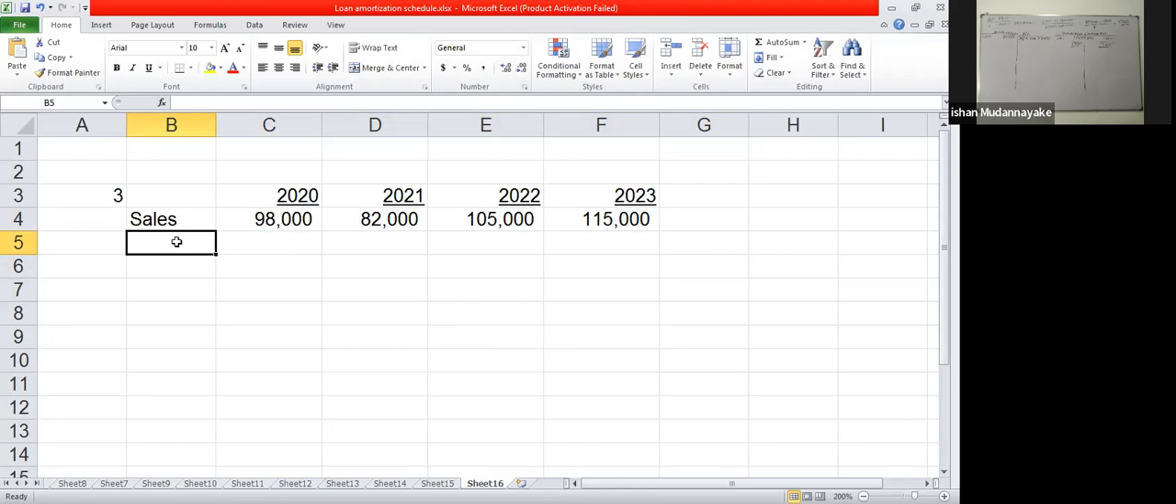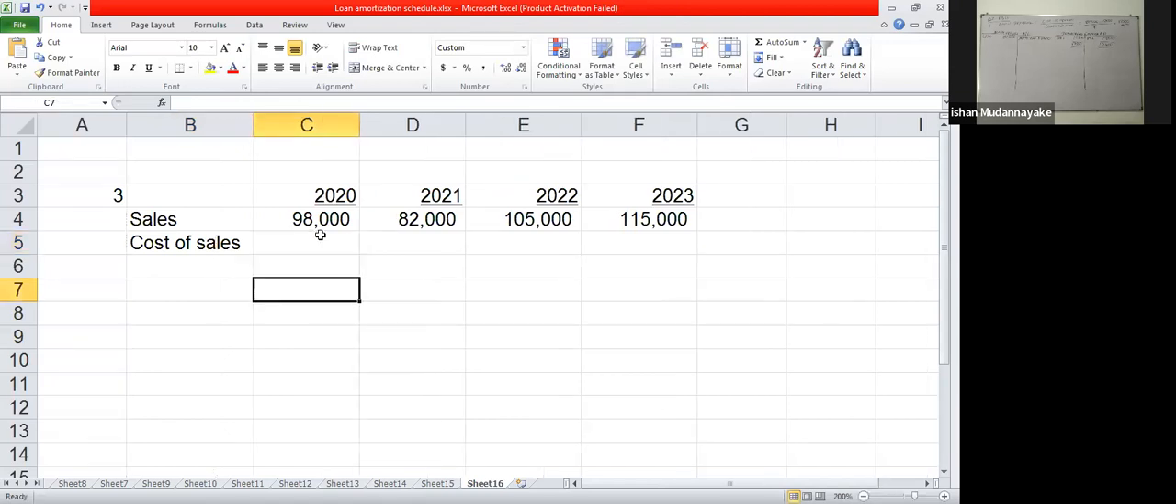Right? And then sales minus cost of sales. What are cost of sales items in this business? Purchases. Cost of sales, purchases. Total purchases can be considered as cost of sales.